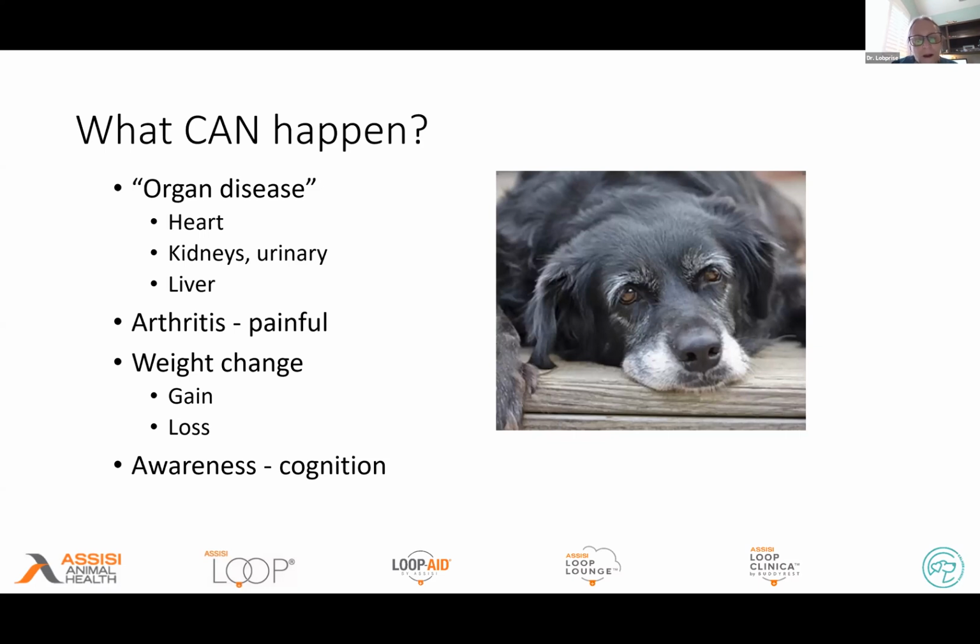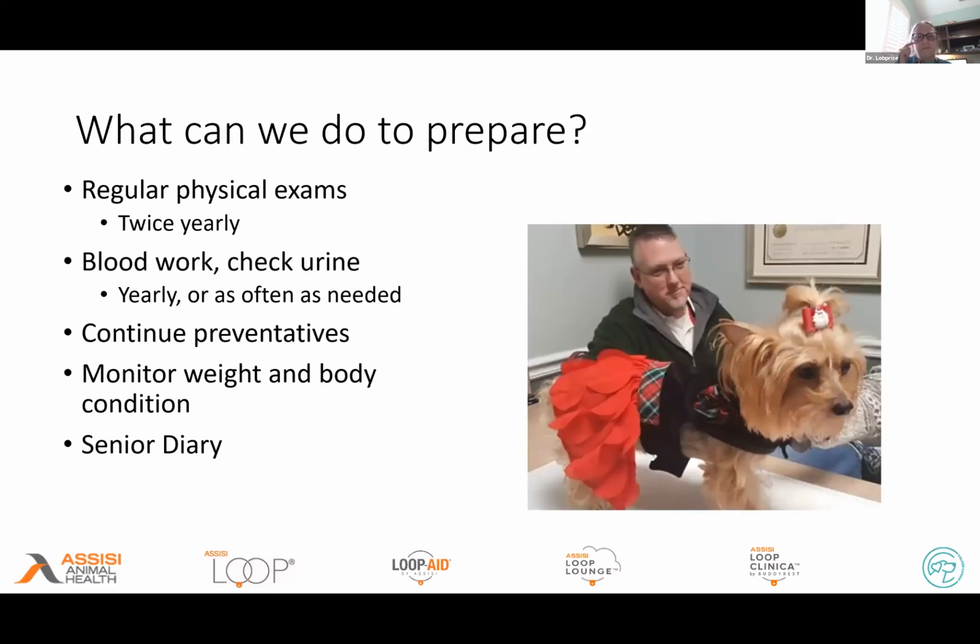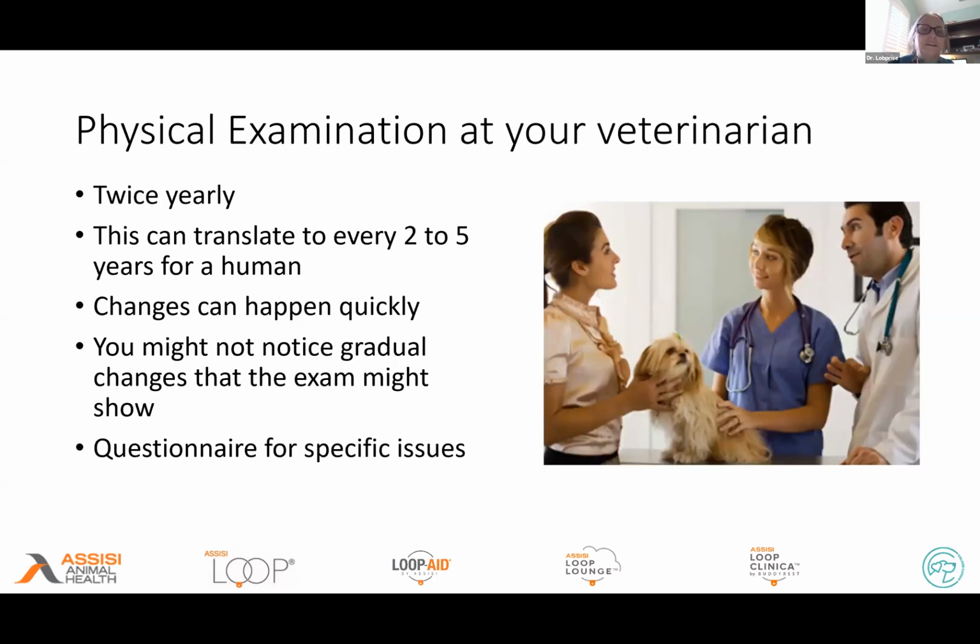And then one important part for families is cognition. Are they getting any signs of dementia? Are they having any problems that way? So we'll look at these things. To get ourselves prepared for these senior years, what we need to consider is, as they start getting older, they need more frequent care. As a senior pet, we recommend twice yearly physical exams. We want to make sure that we get the blood work and urine checked often. We want to continue their preventative medication and treatments. We want to monitor the condition of their body and their weight. And we can even put together a senior diary.